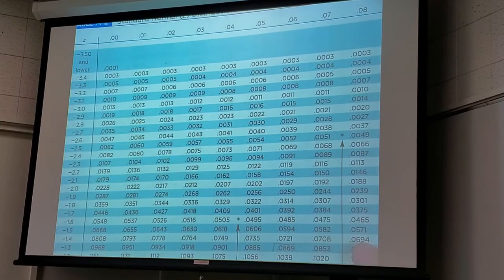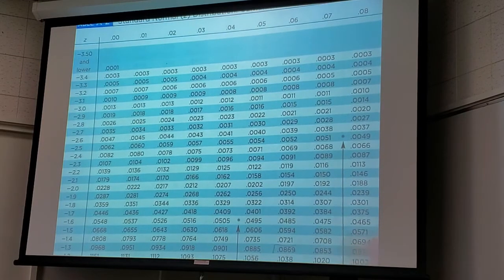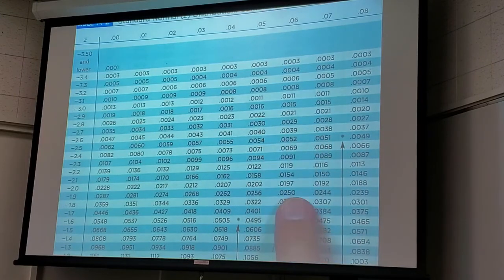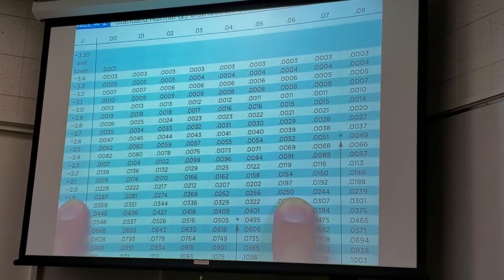Has anyone found it yet? Do you guys see the 0.025? What is it? Yeah, negative 1.96. Do you guys see that? There it is, right there.